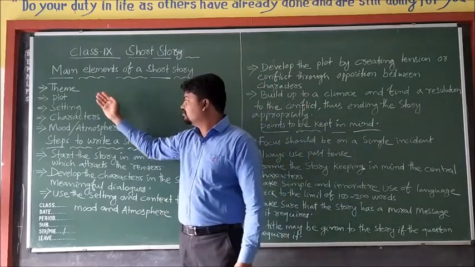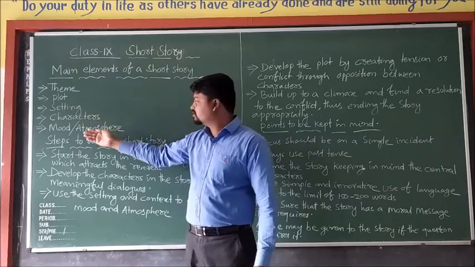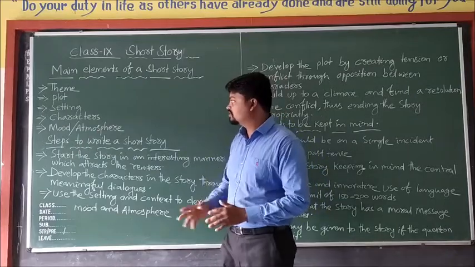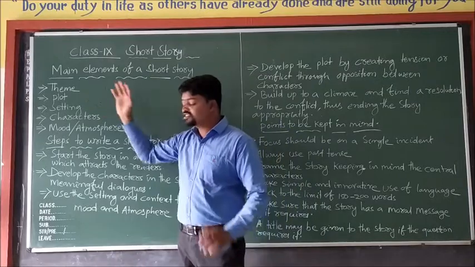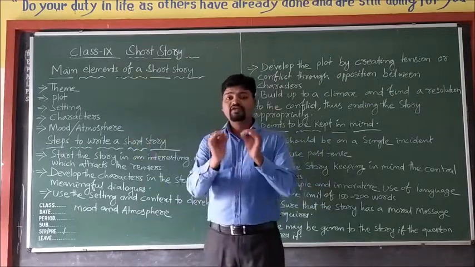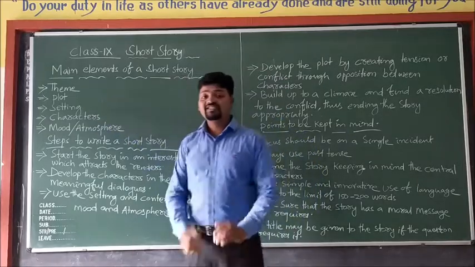The first one is theme, second plot, third setting, fourth characters, and the last one is mood and atmosphere. So students, how do we have to write a short story? Based on these elements, we can write a very interesting and nice story. So first one, that is theme.